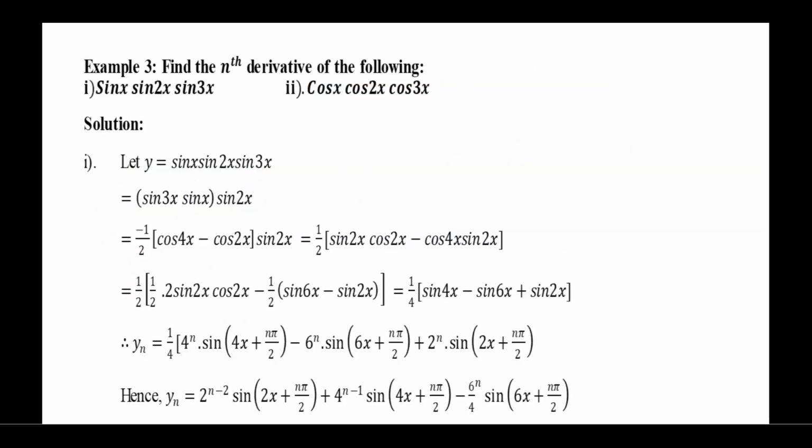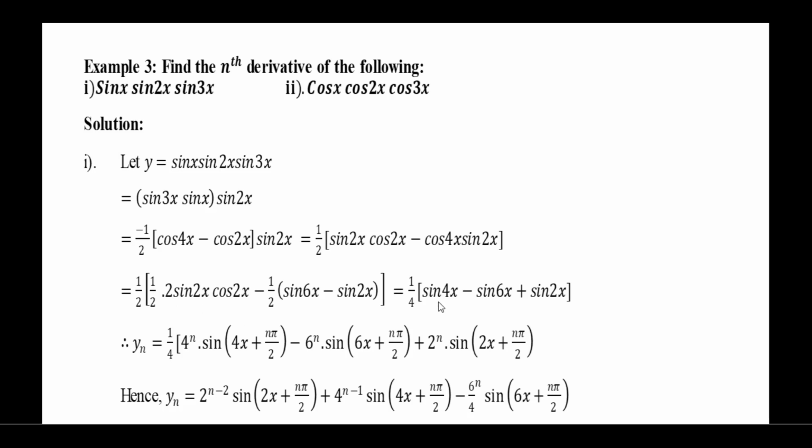Find nth derivative of the following: sin x, sin 2x, sin 3x. Here you first write sin 3x, sin x, sin 2x. Apply the formula sin a sin b equals minus 1 by 2 into cos of a plus b minus cos of a minus b. After simplification, 1 by 2 sin 2x into sin 2x minus sin 4x sin 2x. So sin square 2x.